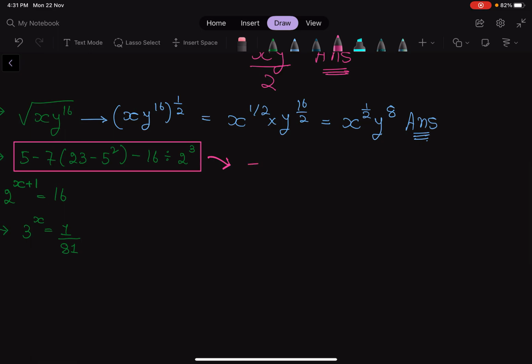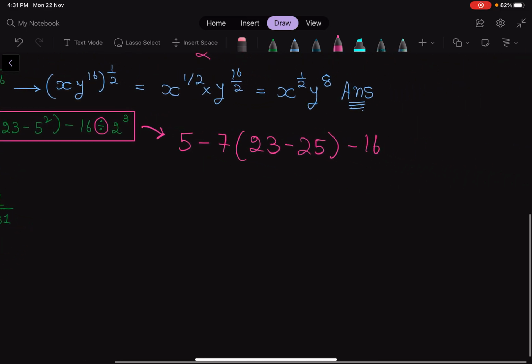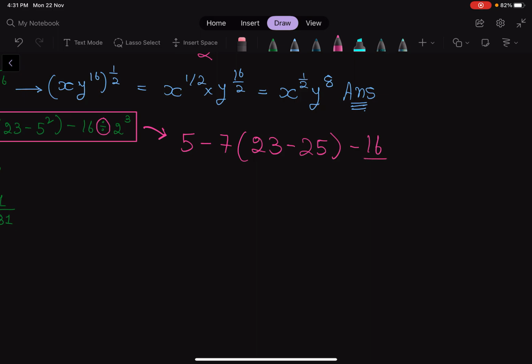So the question says 5 minus 7, 23. Now, what is 5 square? 5 square is 25, so minus 25 minus 16. Be careful, guys, with this division here, only 16 is divided by 2 cube, so you can write it as 16 upon 2 cube. What is 2 cube? It's 2 into 2 into 2.